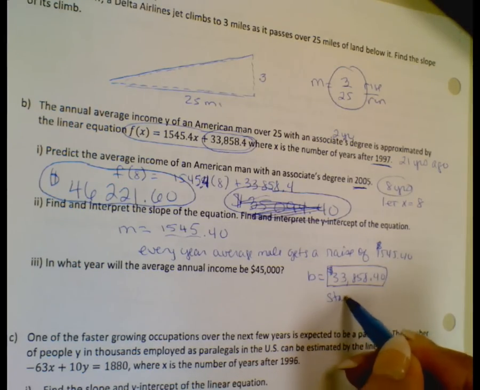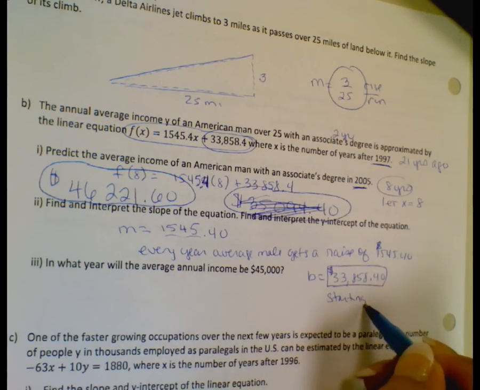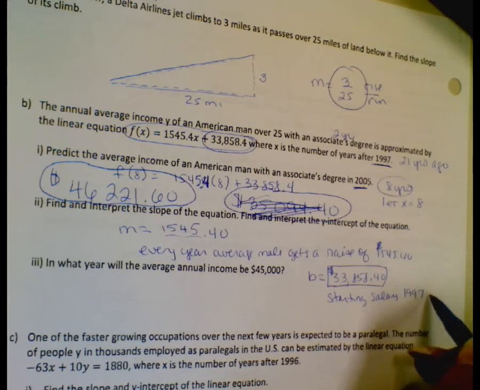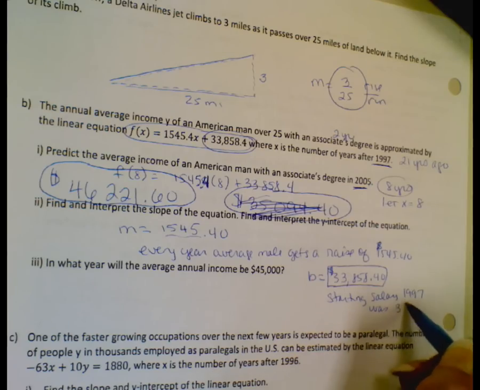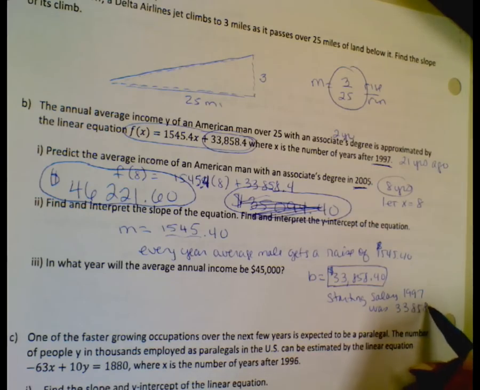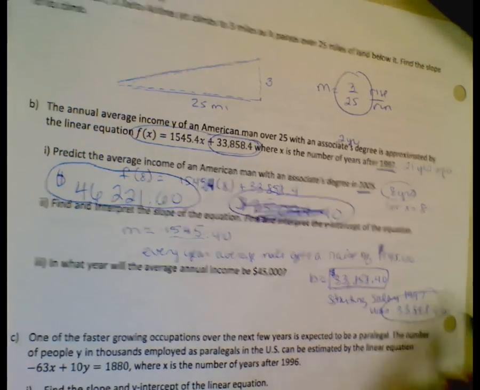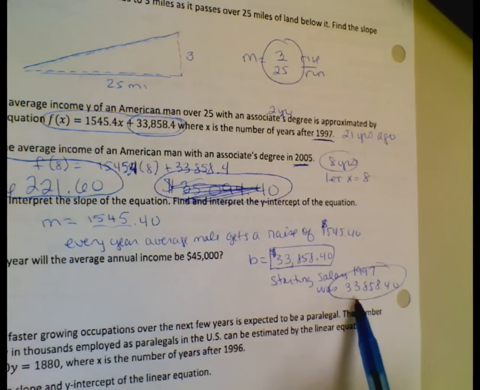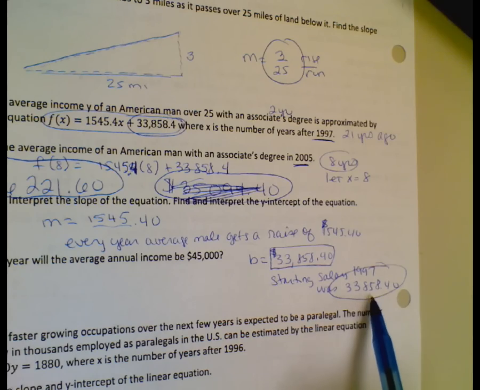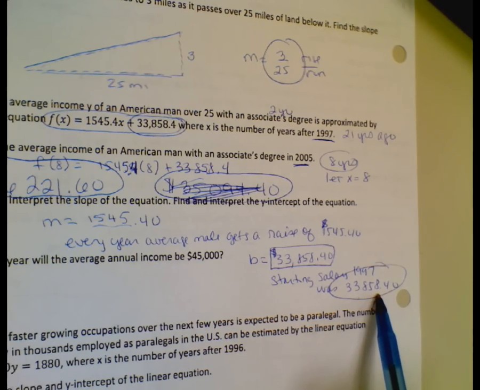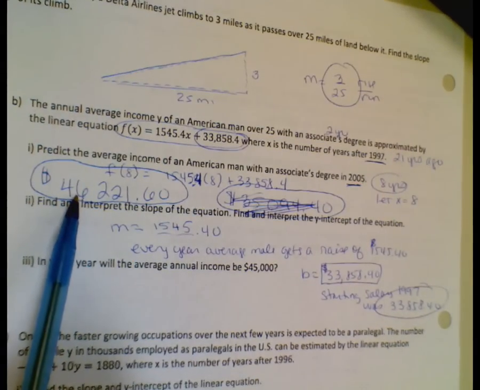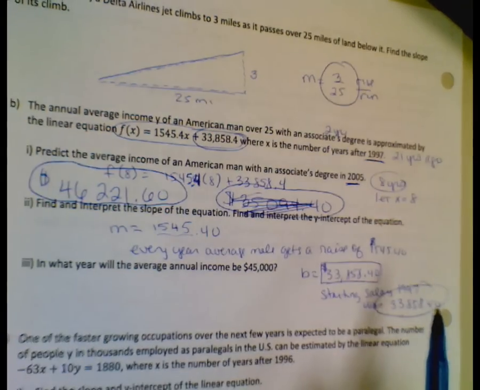The starting salary in 1997 was $33,858.48. That's what they said when he got out of college and interviewed for his job: you can start here, but you're going to start out at $33,858. But after 8 years, he was making $46,000. That sounds better, right? Should we figure out what it would be in 2018?